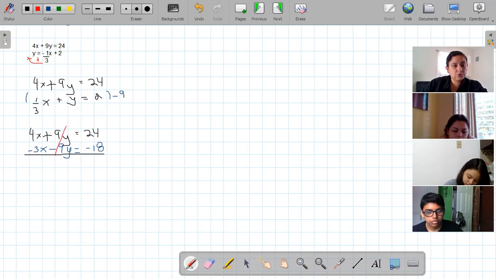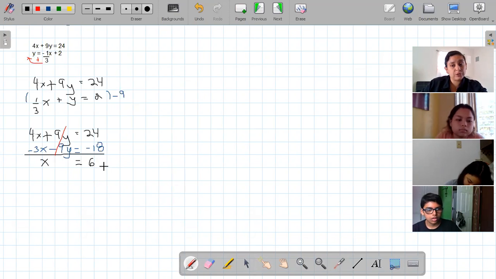Now I cross a line over, and now I have this 2, so I cancel them out. And how much is 4x minus 3x? X. So x is equal to, how much is 24 minus 18? +6. So x is equal to 6.